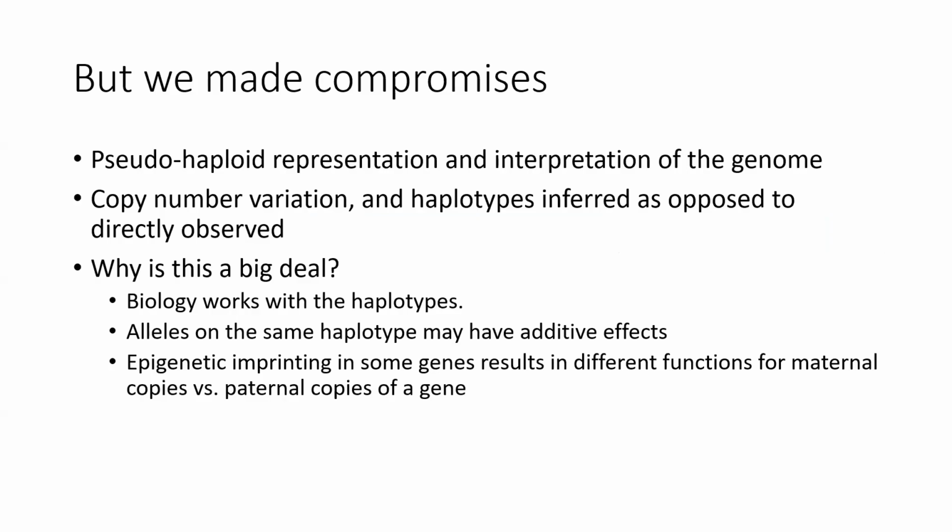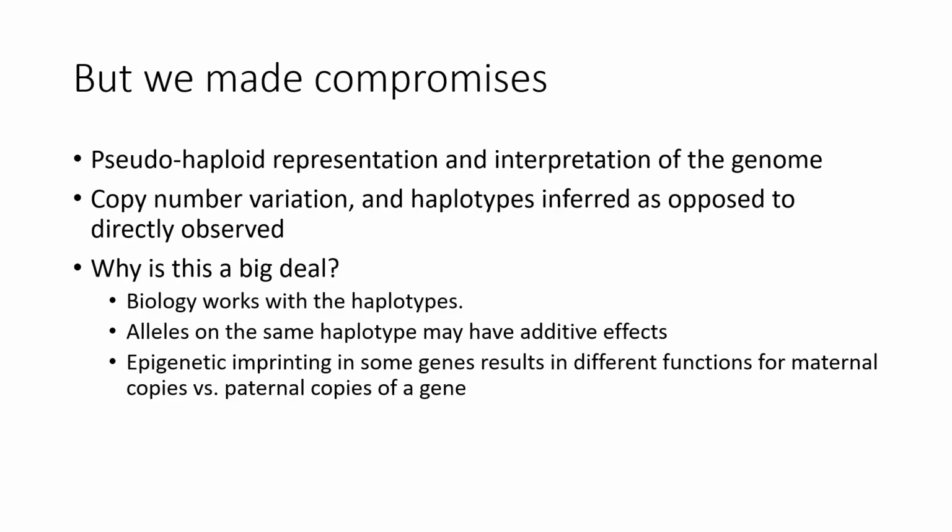Being able to build assemblies, and this is where the rest of the world is very much at a disadvantage from you guys. The rest of the world, horses, cattle, even people, we had to make pseudo-haploid representations interpreting these diploid genomes, right? Copy number variations and haplotypes had to be inferred as opposed to directly observed. Why is this a big deal? I guess I don't need to tell you, but I did put it on the slide. Biology works with haplotypes.